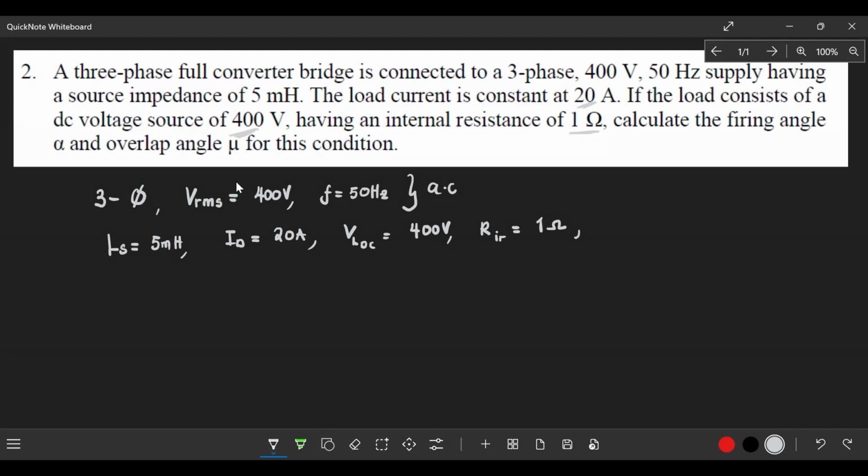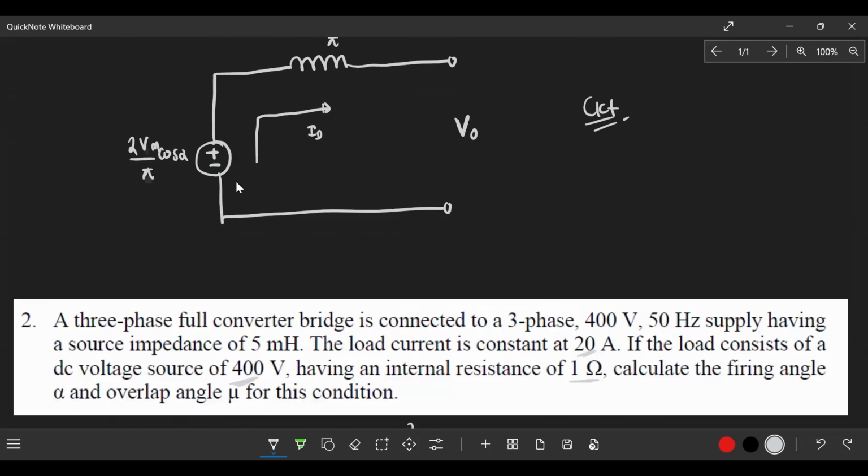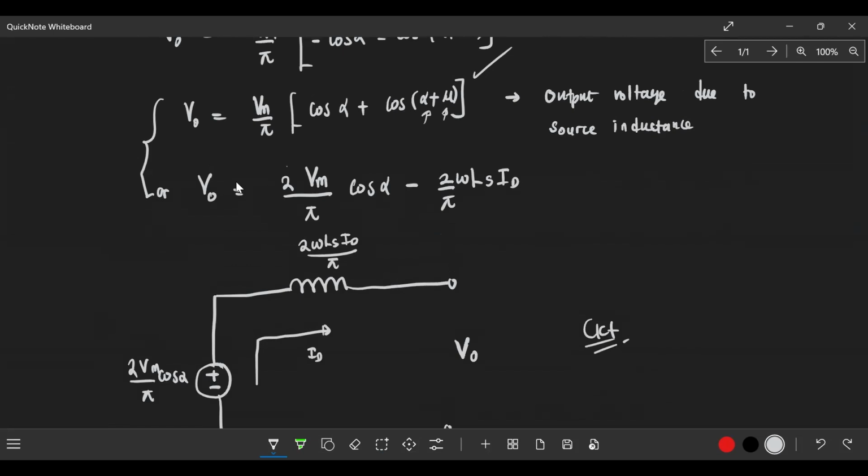Calculate the firing angle, so I have to find the firing angle, alpha, and also the overlap angle, mu. Now, it's a three-phase, so for three-phase this is an equation you need to use. We are given the source inductance, so we have to use an equation similar to this. We are given ID, we are given omega, because if you know F, we know omega. We are given Vm, and we have to find the Vo. Vo is given, but it's given indirectly to us, so we have to find that Vo first.